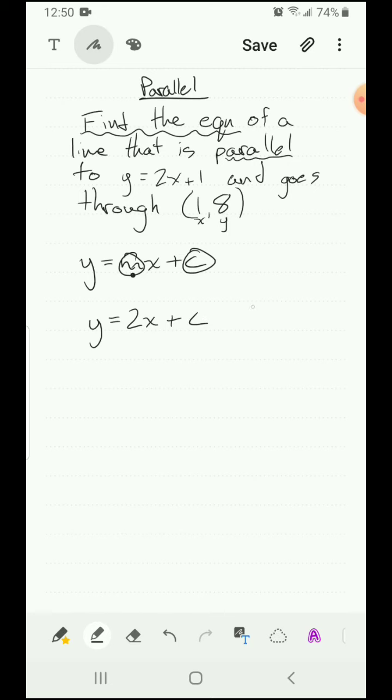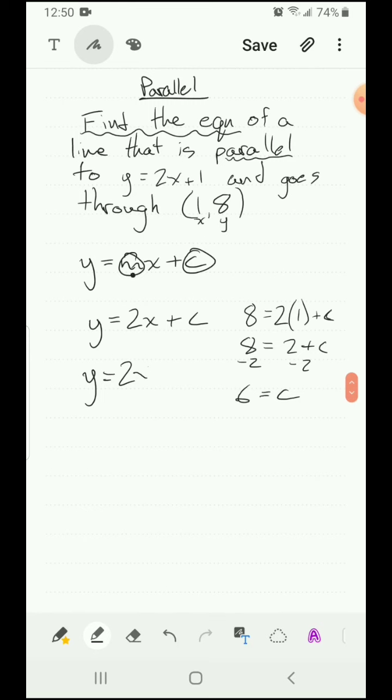So instead of putting y, I'm going to put 8. And instead of putting x, I'm going to put 1. Plus c. 2 brackets 1 is just 2 times 1, so 8 equals 2 plus c. 2 plus what is 8? Well, it's going to be 6, right? Take 2 off both sides. 6 is equal to c. So that means that the equation of this line is y equals 2x plus 6.